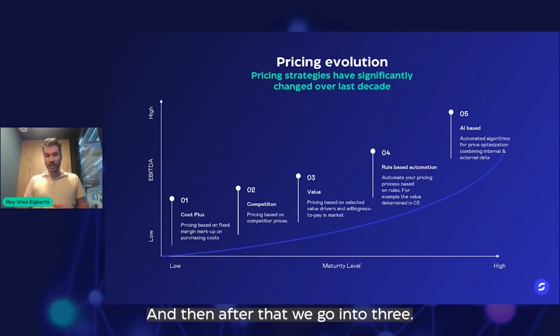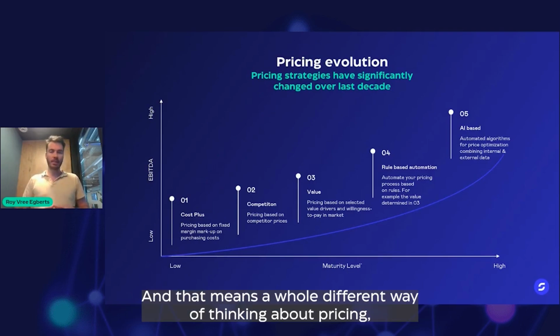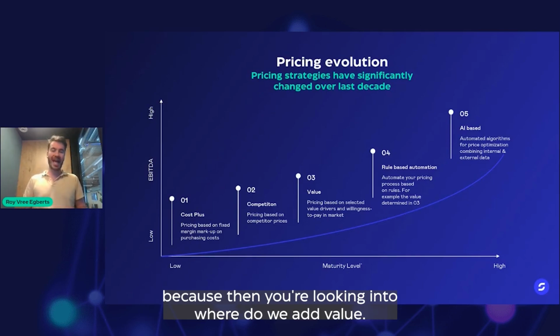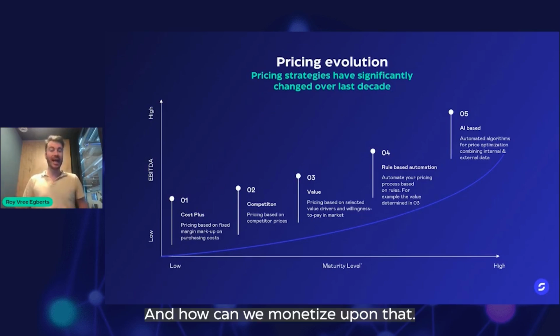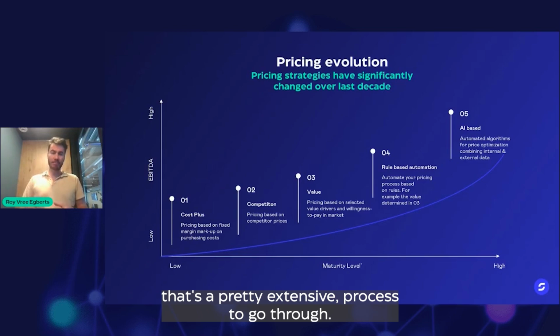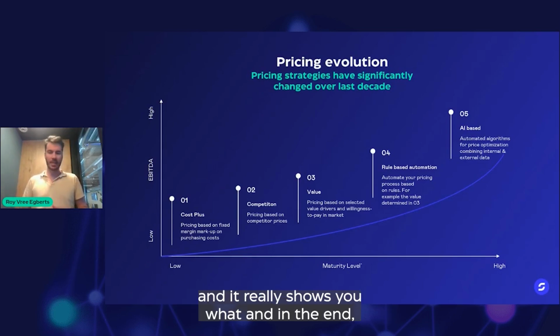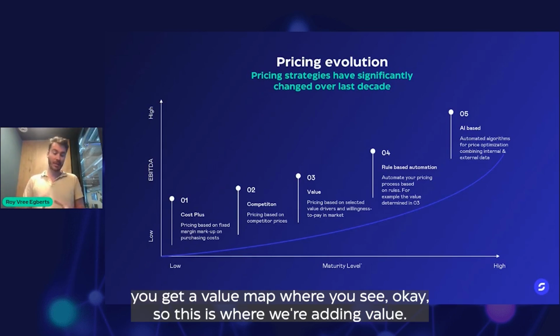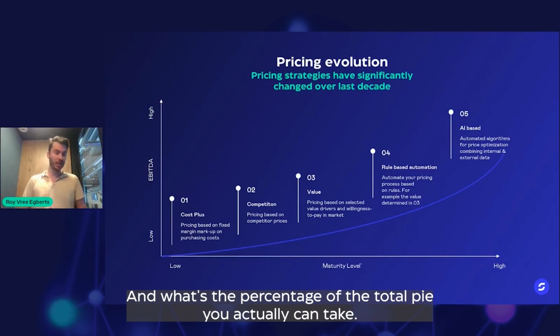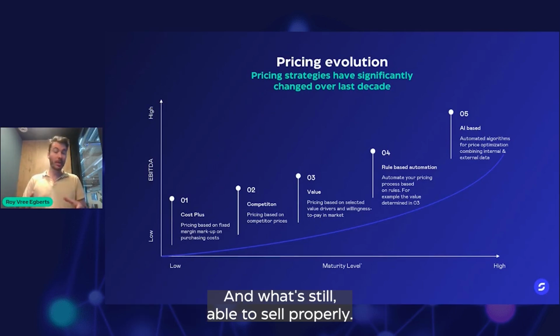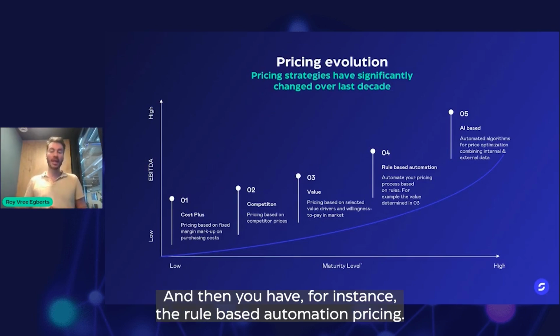After that, we go into 3, and that's a value-based pricing approach. That means a whole different way of thinking about pricing, because then you're looking at where we add value. So what's the value added of our specific product or service, and how can we monetize it? That's a pretty extensive process to go through, and in the end, you get a value map where you see, okay, this is where we're adding value, and how can you then monetize those values, what's the percentage of the total pie you can actually take and still be able to sell properly.